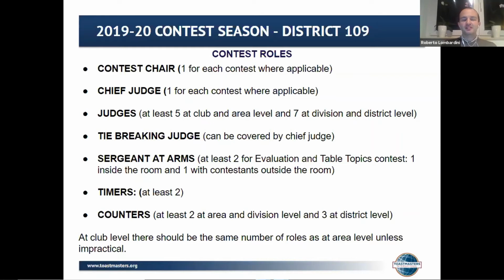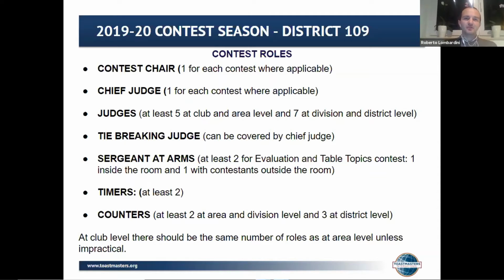At least 2 timers. Timers are very, very important in a contest because they should be visible. And contestants, of course, calibrate their speech or their evaluation on the time, and even seconds can make the difference. So usually try to appoint at least one expert member as timer with maybe one less expert, because in my opinion it's the most important role in a contest. And counters, now we have seen that they should be at least 2 and not 3 at area and division level. 3 remains for district level, of course.